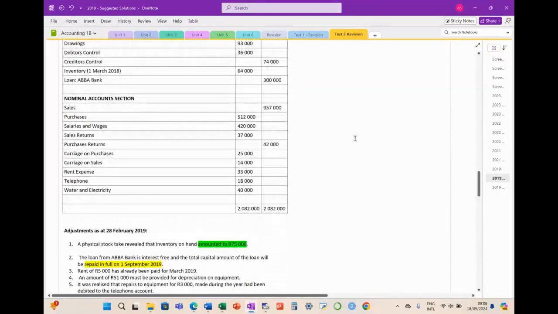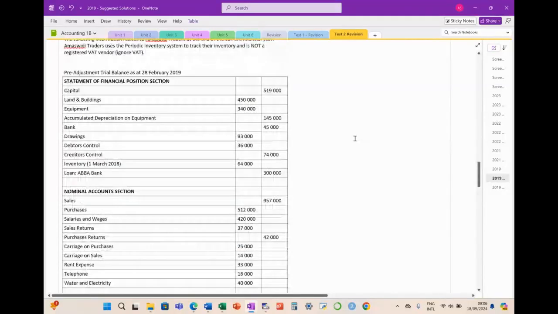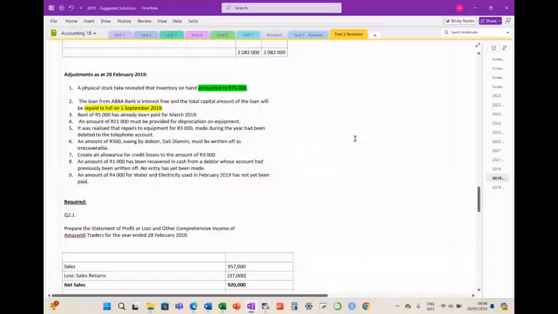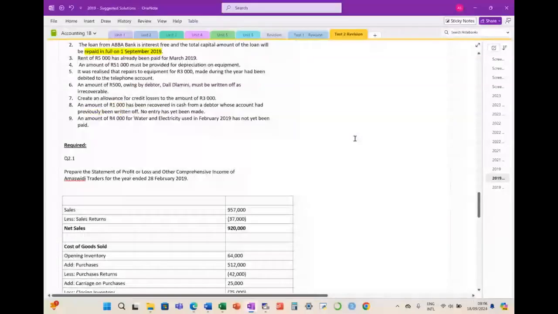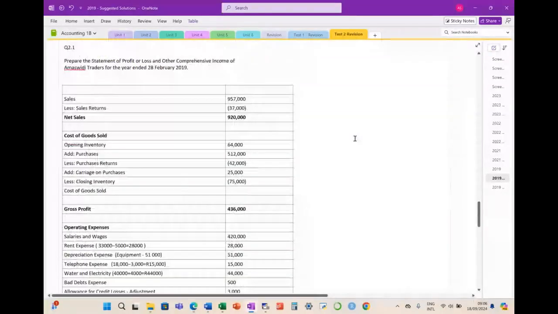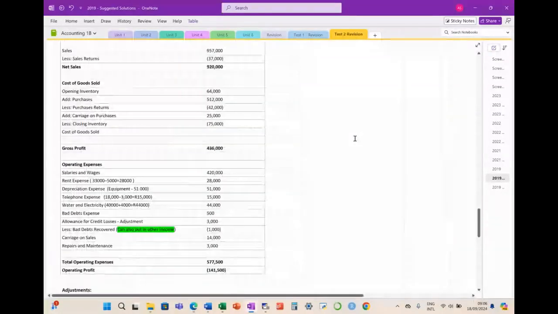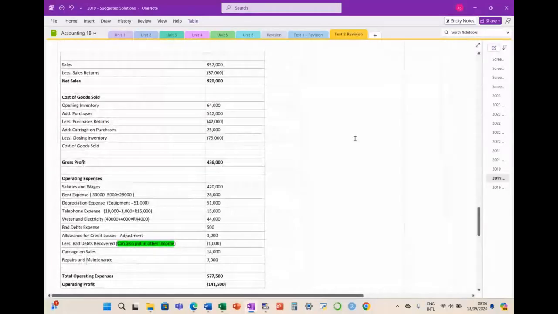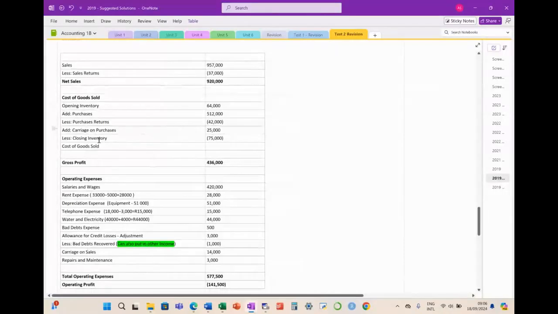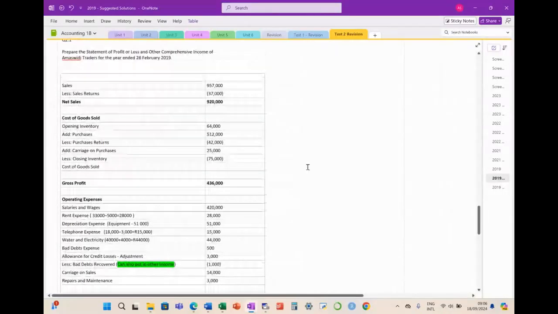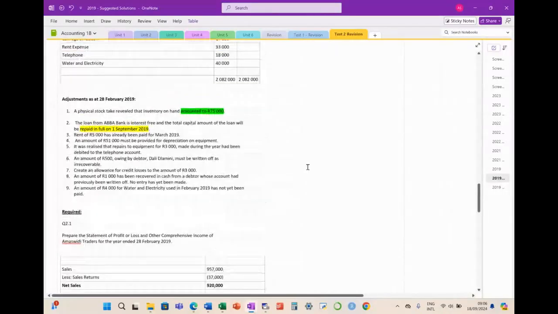Cool. So here you can see all you then need to do is to put together your income statement, or your statement of profit or loss. All right, so there you got your sales, you've got your sales returns. Okay, all these things, there weren't any real adjustments. Maybe let me read the adjustments and then we'll go through the actual statement.